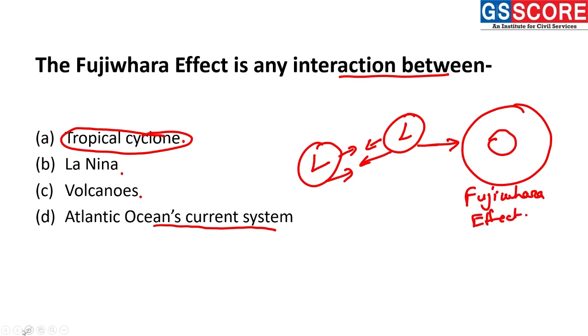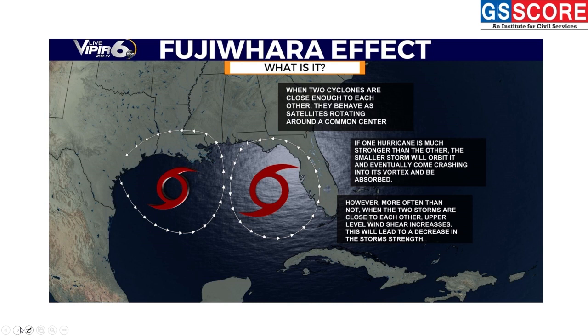We can understand this with a diagram. Recently, a Fujiwara effect was seen on the eastern coast of USA, the eastern coast of North America. So here we can see this is the Gulf of Mexico, and here there are two cyclones.